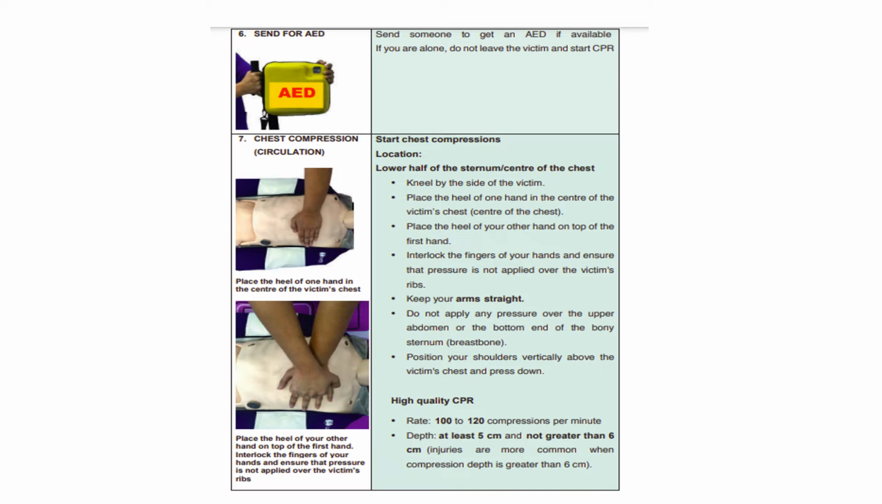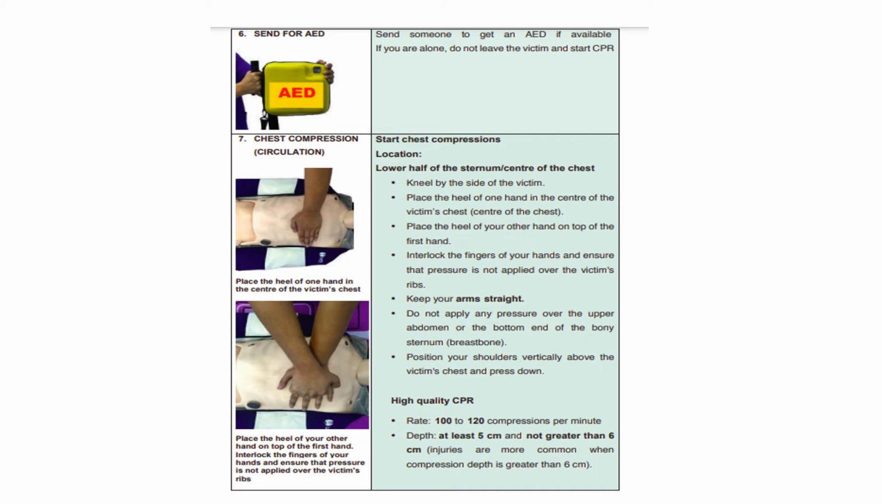And then send someone to get an AED if available. If you are alone, do not leave the patient and start CPR. Okay. Now let's look at the chest compression, the CPR.